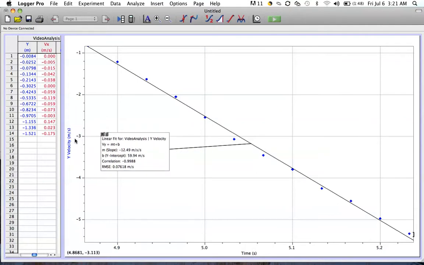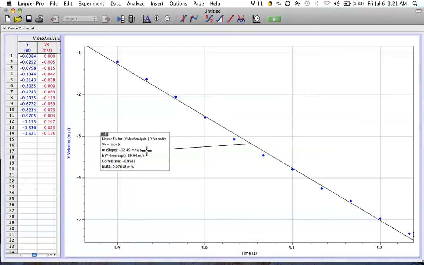Now again, on a speed time graph, the slope of the graph is going to give us the acceleration, and you can see that our acceleration here is negative 12.5. That's not what we would expect for a falling object. So you might want to look at our procedure here to see why we are not getting a value of negative 9.8 as we would expect.